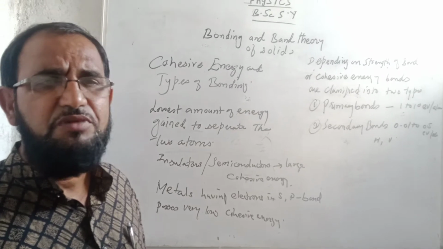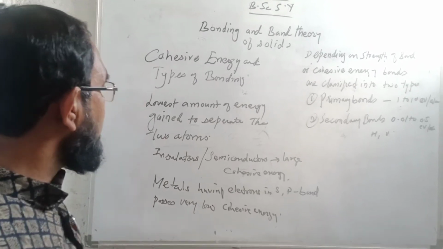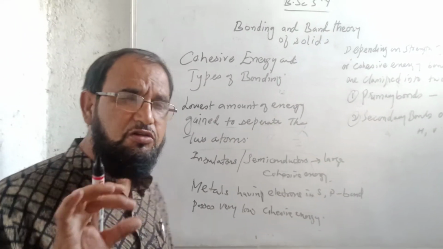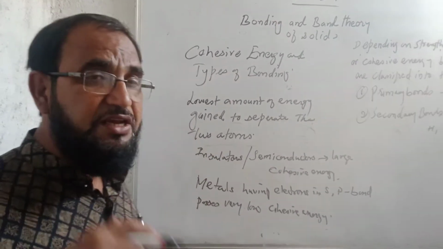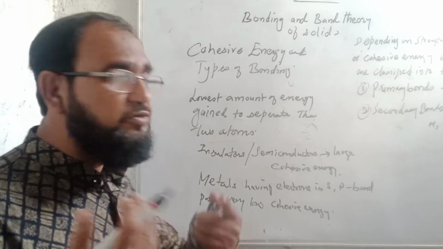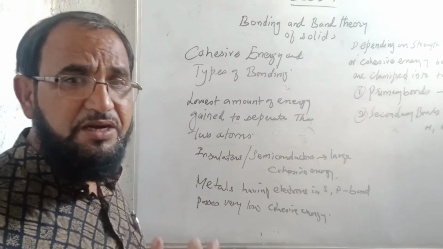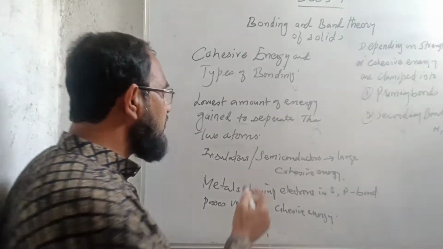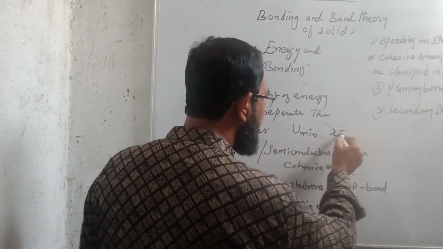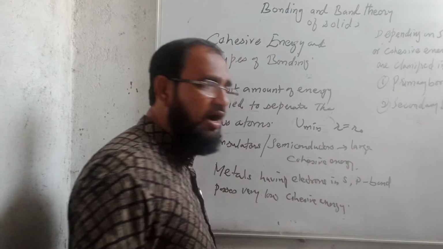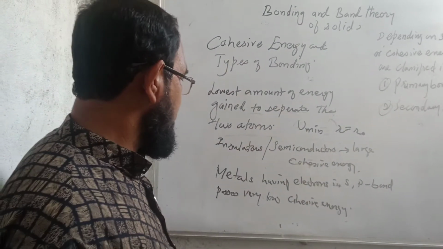Now, what is the meaning of the cohesive energy? Cohesive energy means the lowest amount of energy gained to separate the two atoms. So U minimum will be obtained at an interatomic distance R equal to R0.